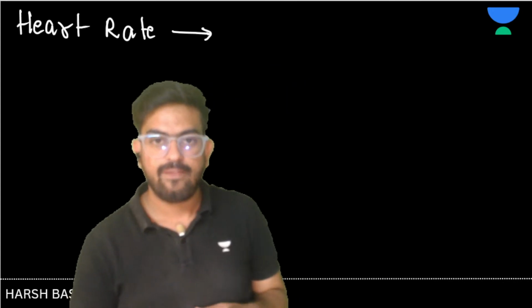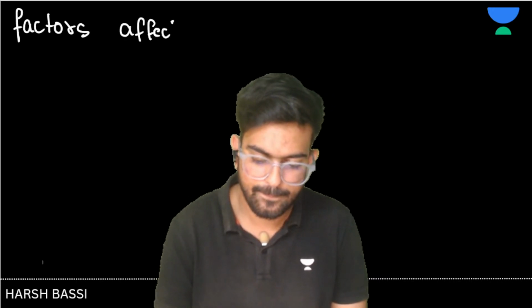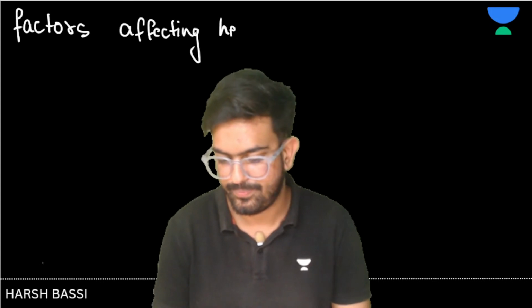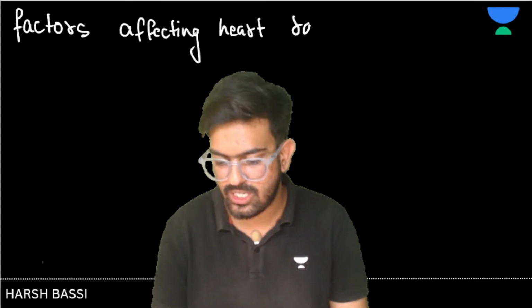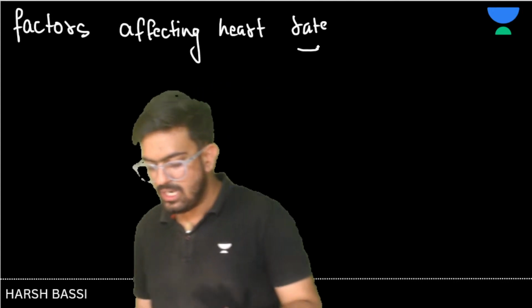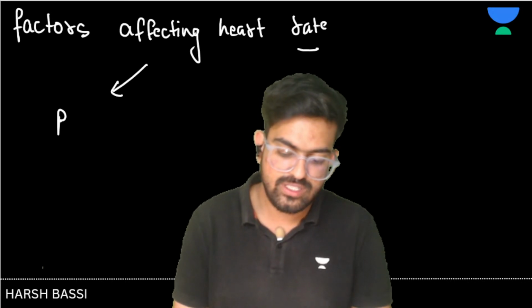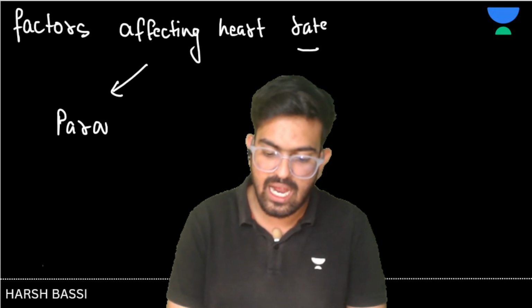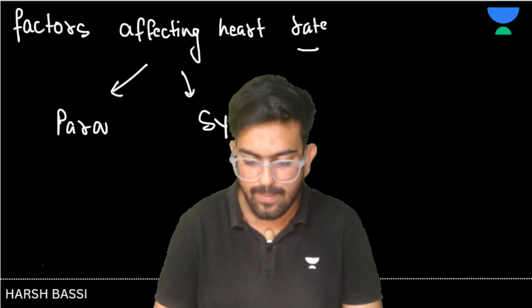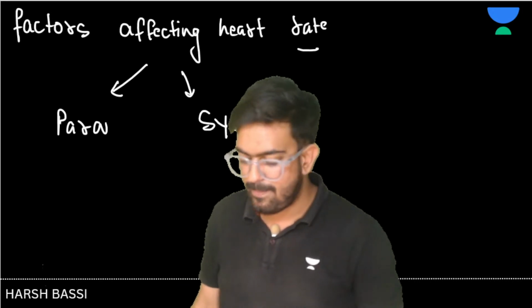So what is heart rate? Or I should say, factors affecting heart rate. Let's suppose there are two types of neural system in our body, yes or no, which are parasympathetic and sympathetic.